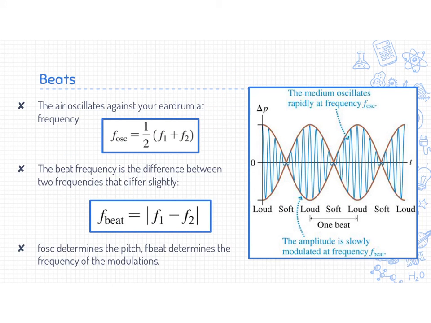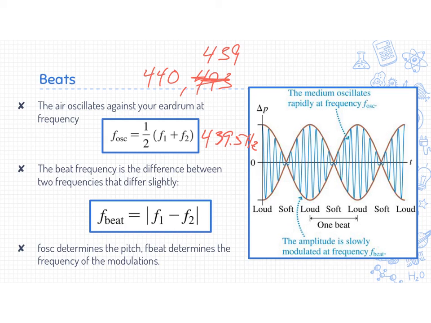So with beats, there's more stuff we can quantify. And again, this is just an overview crash course, but the air is oscillating against your eardrum, not at either one of the true pitches. So before we had 440 hertz and 439 hertz. Well, what your ear hears is an average of the two. So it'd be 439.5 hertz, right?